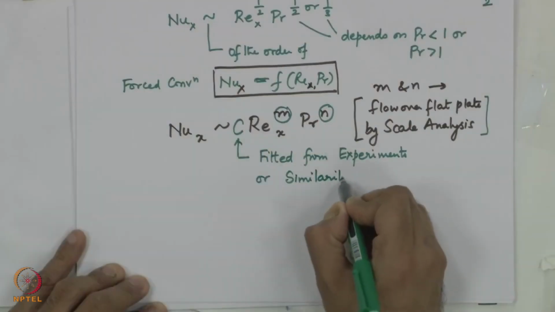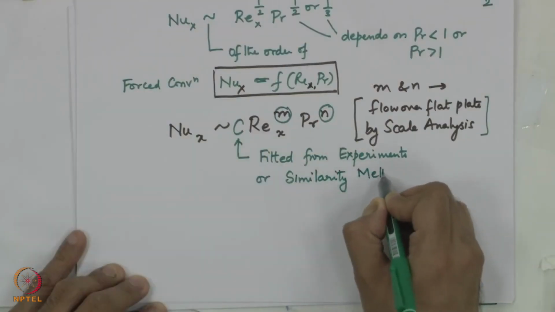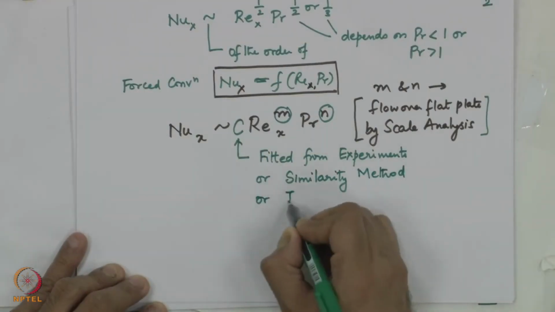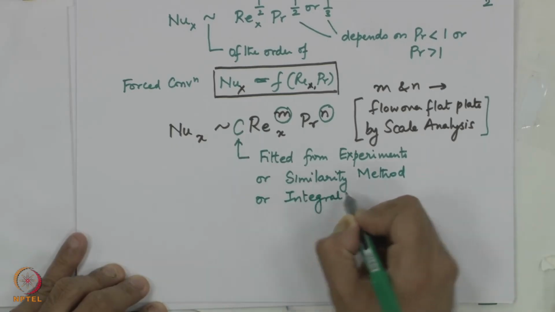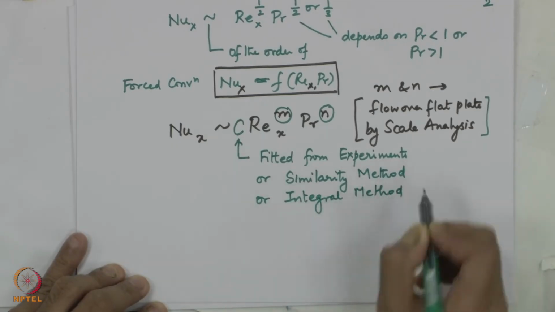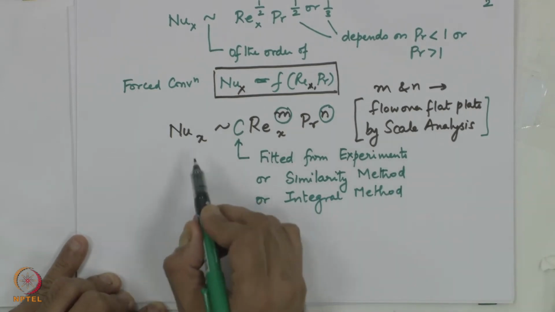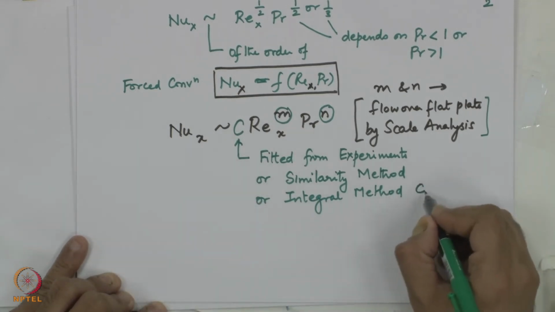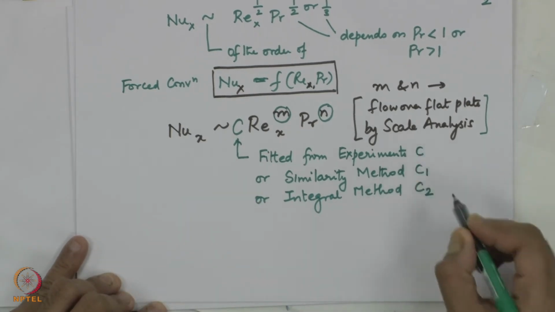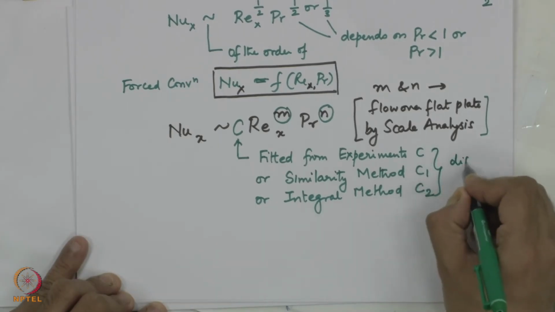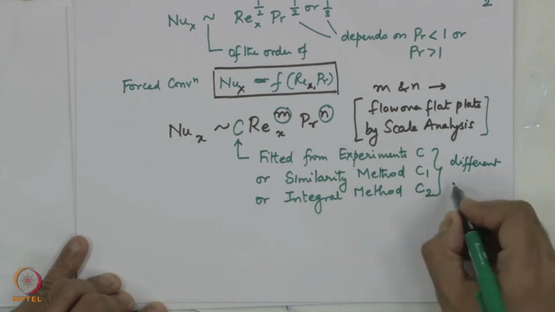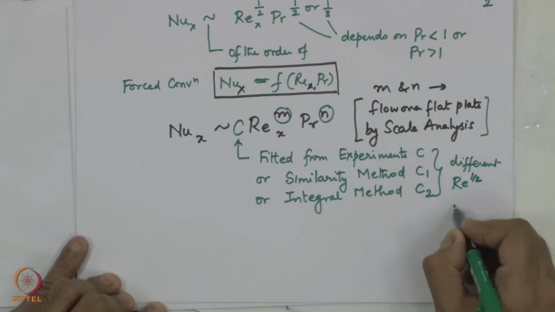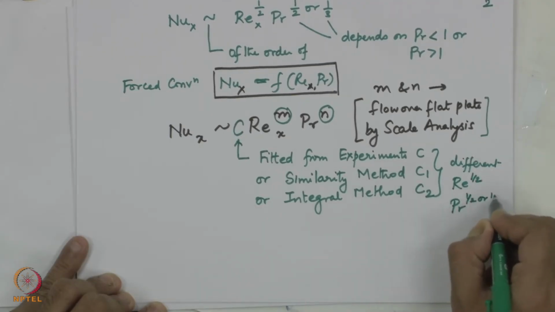Okay. The value of this coefficient can be obtained from experiment or from a mathematical method called the similarity method, which we will see, or an integral method. But whatever we do, a correlation for Nusselt number, all of these would give you C2, this would give you C1, this would give you C. These alone would be different. The powers would be Re to the power 1/2, Pr to the power 1/2 or 1/3 only.